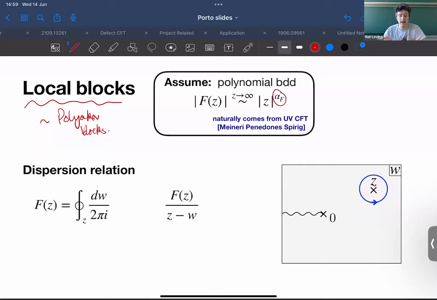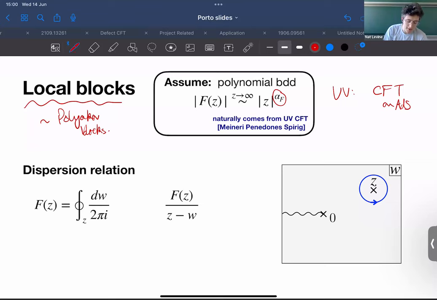And in fact, a recent paper gave an argument in a particular context, which we think can be generalized, to say that a polynomial bound of this type will basically always be derivable under a certain assumption on the UV of the theory in AdS. So if you assume that in the UV there's a CFT on AdS, then this alpha will be related to the highest scaling dimension operator that appears in the UV expansion of the bulk field. So this is a sort of natural assumption, basically, is what I want to say.